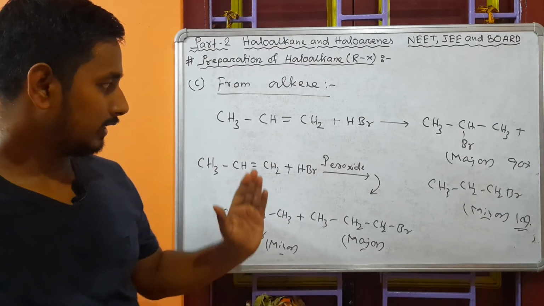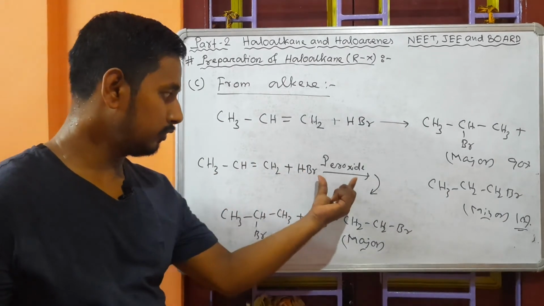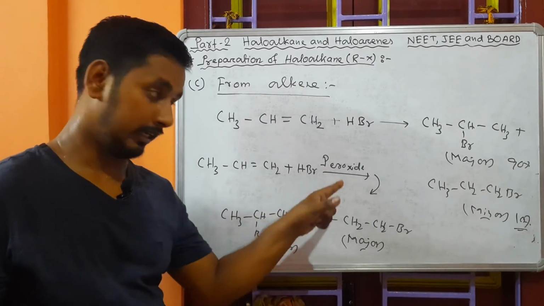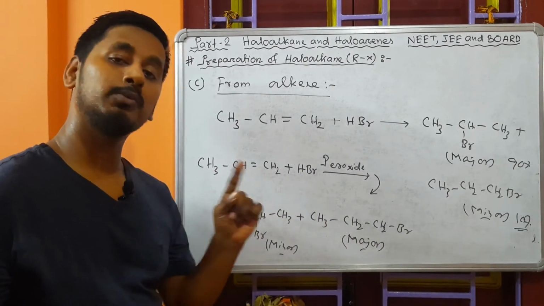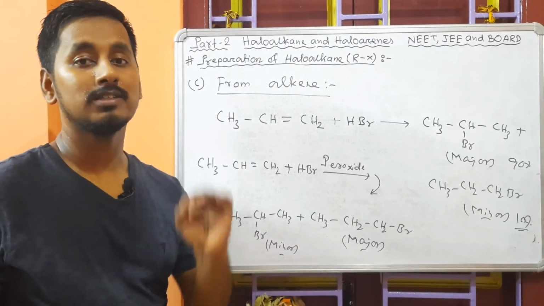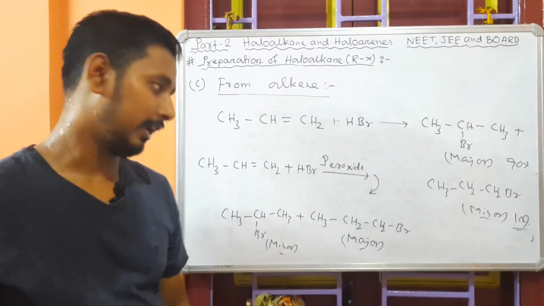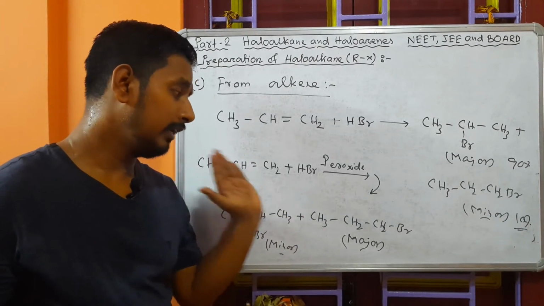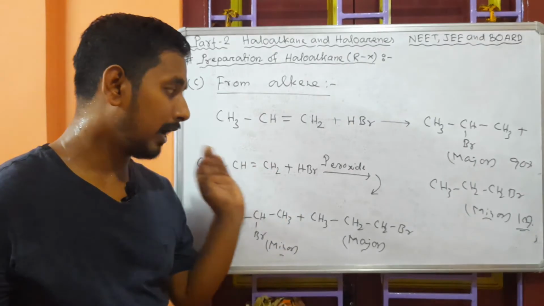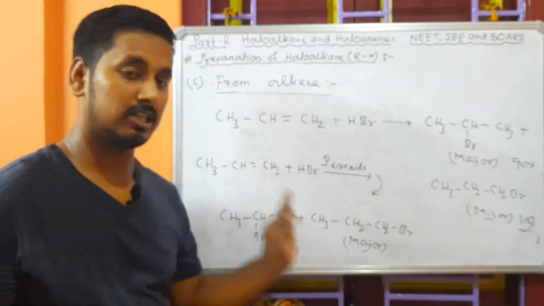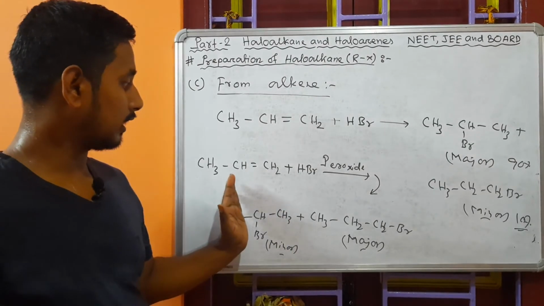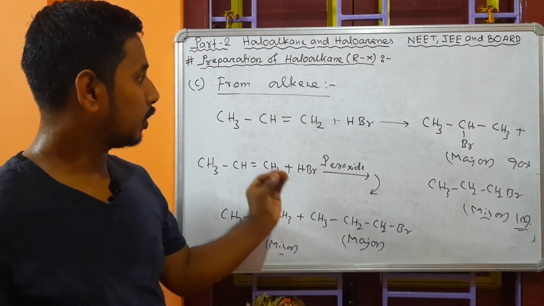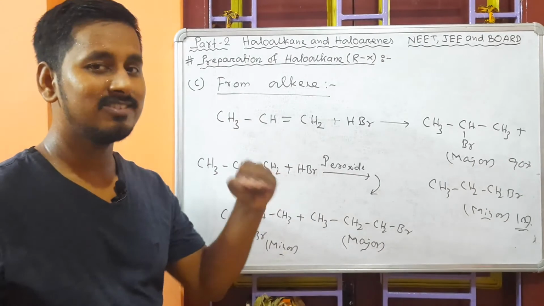Okay, we know that in the anti-Markovnikov rule, if we use a peroxide, then the negative part will attack the particular carbon atom of the double bond system which has the higher number of hydrogen atoms. Okay, and this is nothing but your anti-Markovnikov rule, or peroxide effect, or you can say Kharasch effect. Okay, so this is the preparation of haloalkane from unsymmetrical and symmetrical alkene.